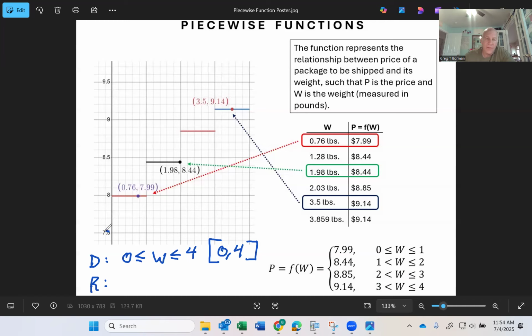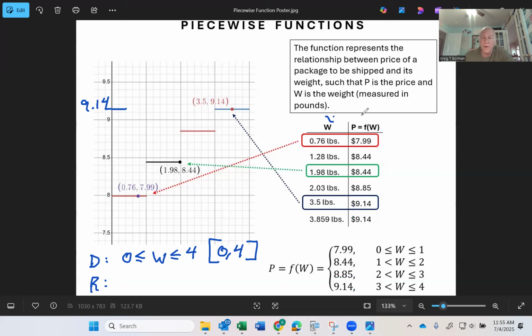For example, is $7.50 being used? No. How about $8.50? Is that being used? No. Pretty close. But $9.14 is being used. I know that because it says so right here. That y value is being used.